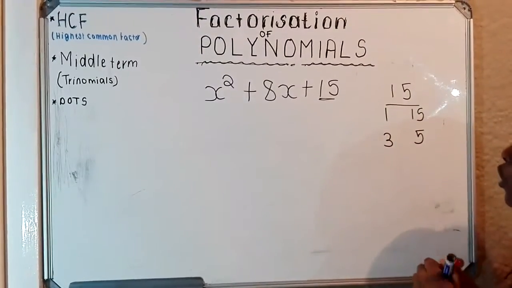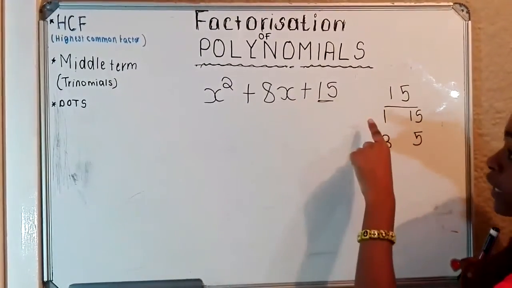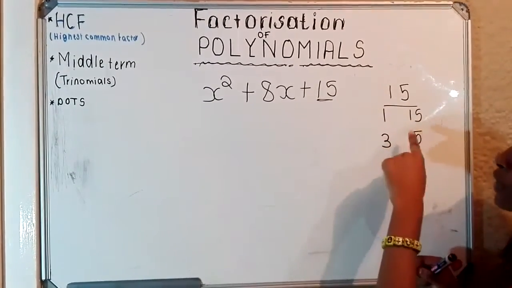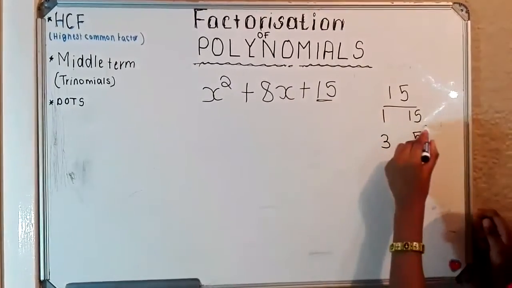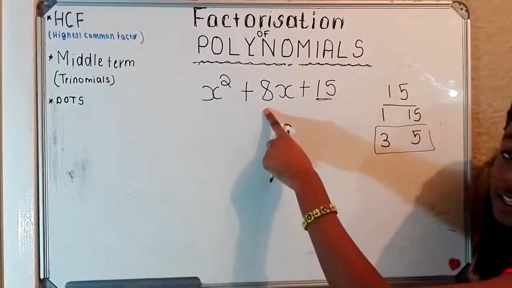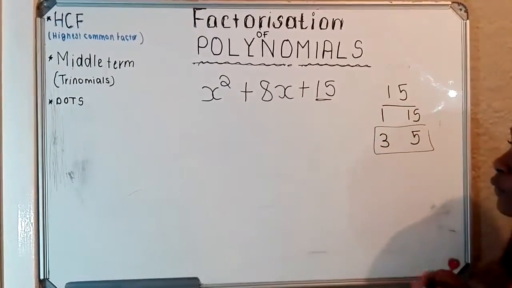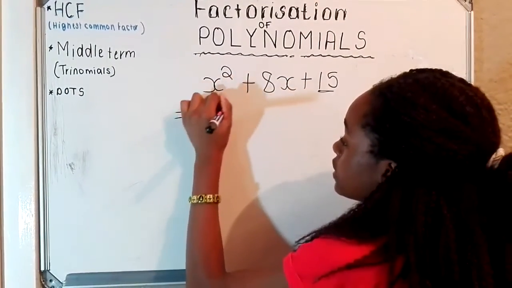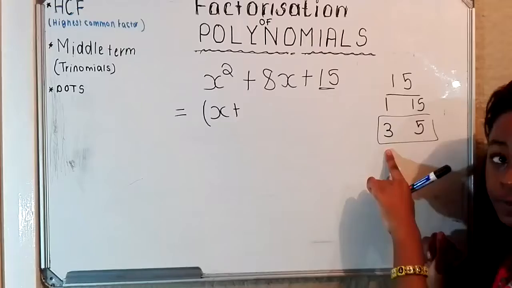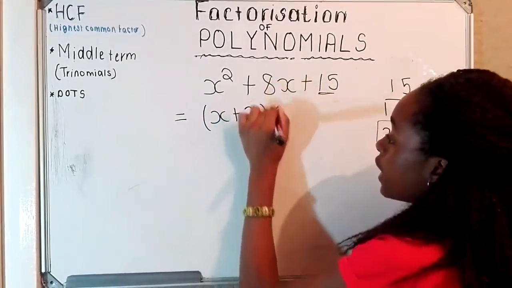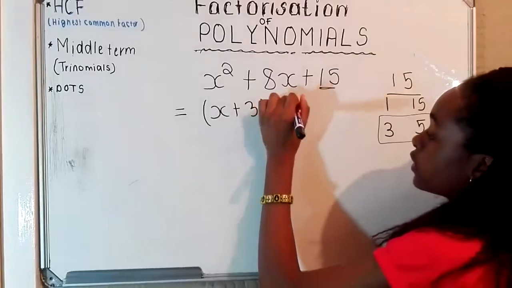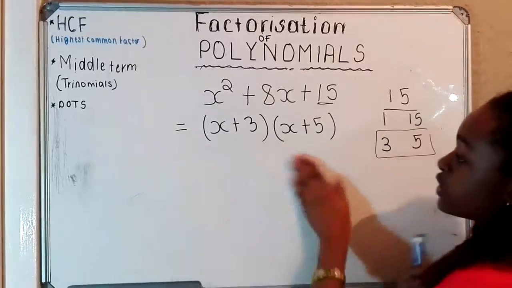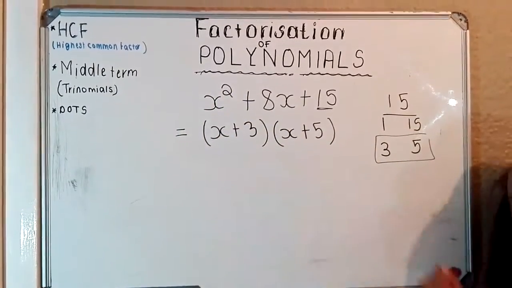So again, we have to look for what pair added together will give me 8, which is the middle term, and when multiplied will give me the constant. And we see, oh, 3 and 5. If I add 3 and 5, I'll get 8, and 3 times 5 gives me an answer of 15. So we can quickly go and just say x plus, because they are positive, plus 3, and x plus 5, okay? So this is our factored polynomial. This is the answer, the final answer, okay?